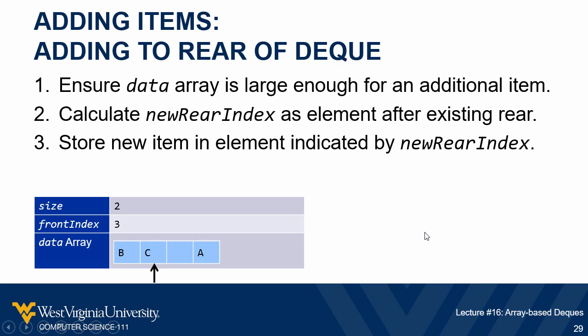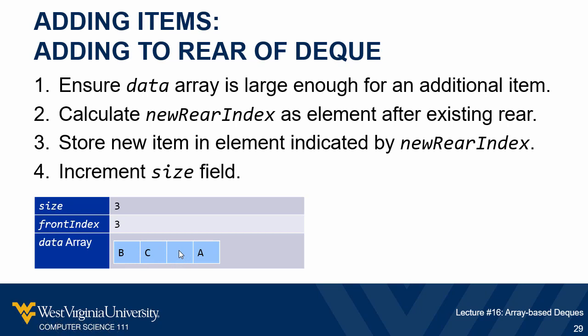I'm going to store the new item that I want in the element with the index from new rear index. So our new rear here is going to be index 1. That's where we put the value C. And then I'm going to increment the size field to reflect that we have 3 things. So our front is actually starting in index 3 with A. We're going to loop around, have B and C, C being the rear, and then we have this one unused element here in between. So if I add to the front, my new item is going to go here. If I were to add to the rear, the new item would go there as well.